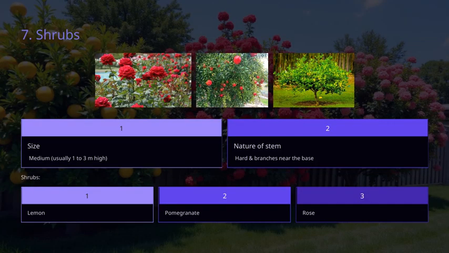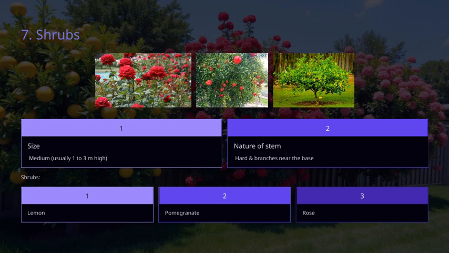Now let's take a look at shrubs. Typically, shrubs are considered medium-sized plants, usually growing between 1 to 3 meters in height. They are an essential part of many landscapes because of their versatility and beauty. When we talk about specific examples, some common shrubs include lemon and pomegranate. These are not only attractive, but also produce valuable fruits.